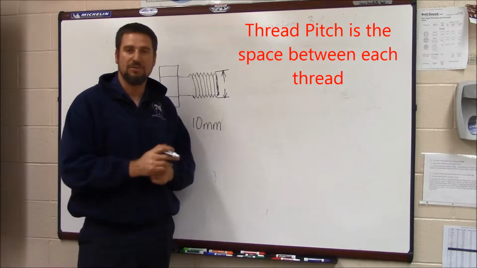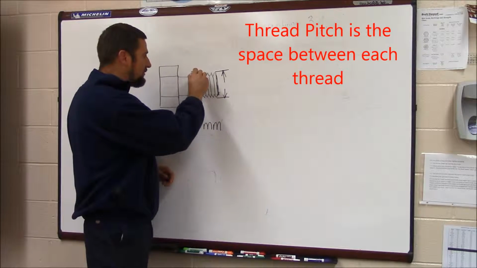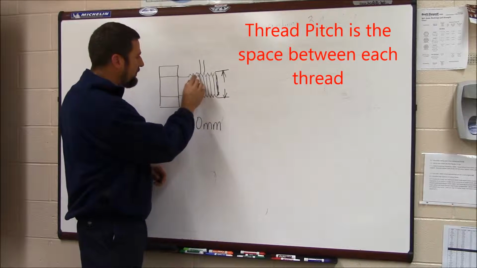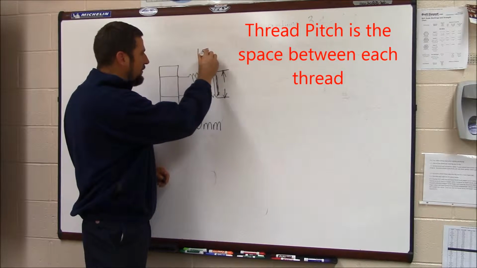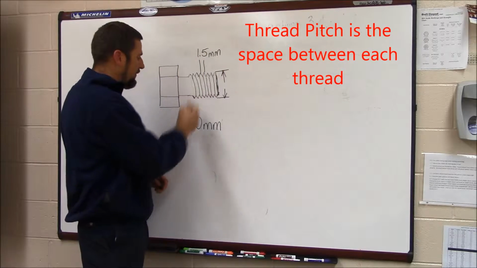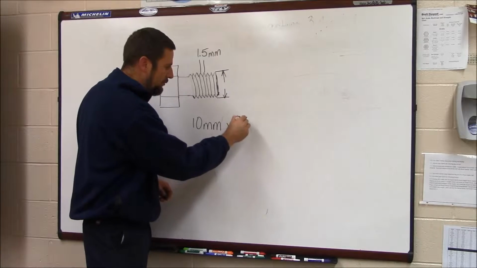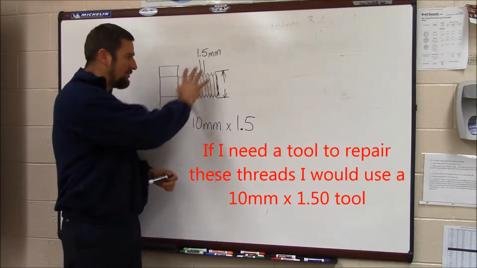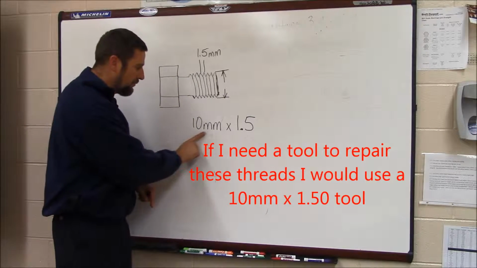And with metric fasteners, we call this pitch. And pitch is the distance from one peak to the next peak. So if this distance were 1.5 millimeters, this fastener would be 10 by 1.5. So if I had damaged threads, the tooling that I would use to repair these threads would be sized this way.